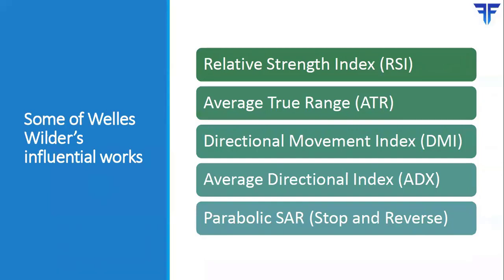And these are some of the very well-known, revolutionary works that Welles Wilder did in the late 1970s. He developed some excellent indicators such as the Relative Strength Index, the Average True Range, the Directional Movement Index, the Average Directional Index, and Parabolic SAR. Each of these indicators is there in our FYERS web and FYERS app platform. So in case you're interested in using them in making your trading decisions, feel free to do so.